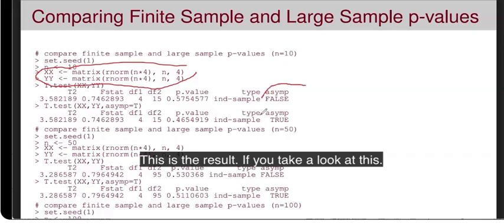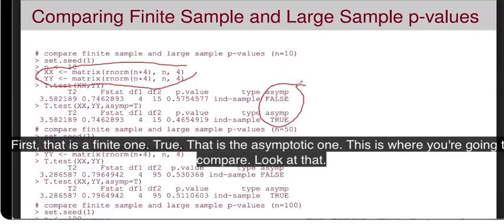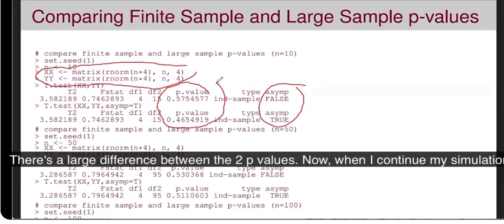This is the result. If you take a look at this, false is the finite one. True is the asymptotic one. This is what you're going to compare. Look at that. There's a large difference between the two p-values.